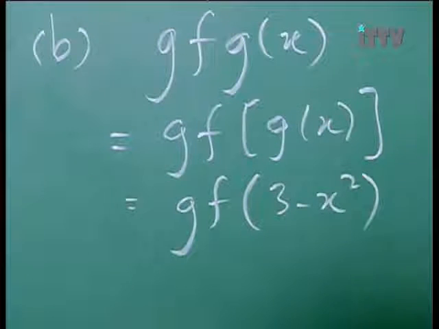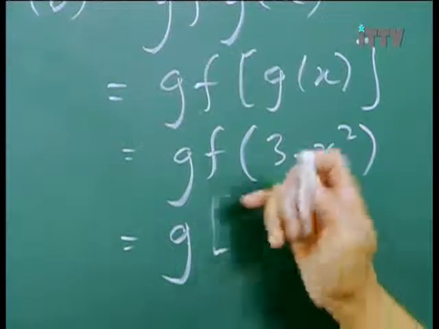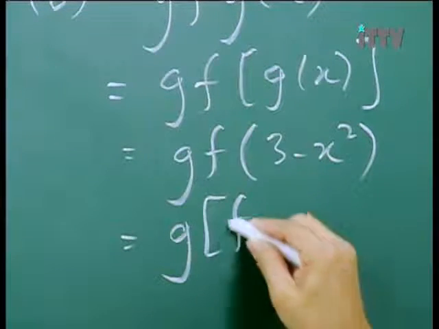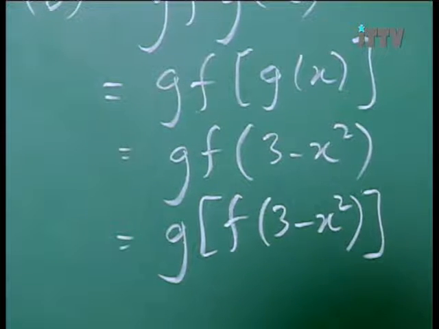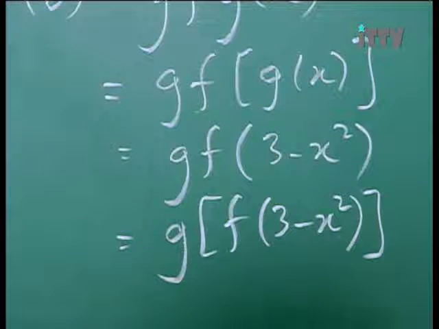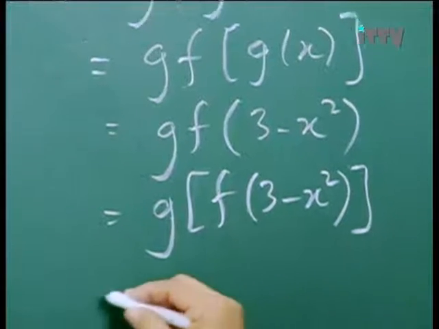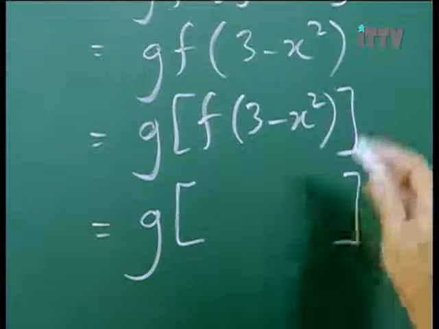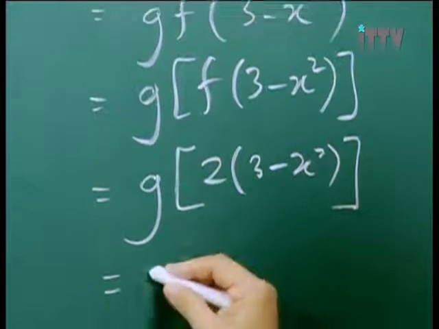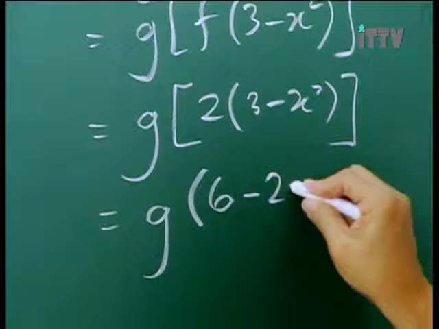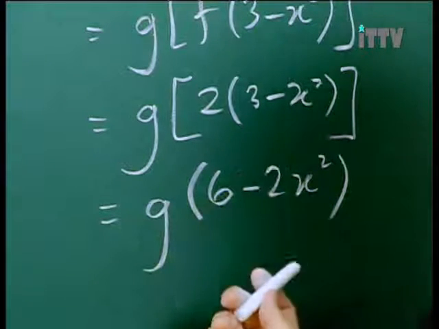So now we are telling the composite function that we have to apply the function f into this object called 3 minus x squared. What does the function f do? It changes the object into 2 times itself. Hence, we are seeing that it becomes 2 times (3 minus x squared), producing the answer 6 minus 2x squared, that the function g needs to be applied to in the end.